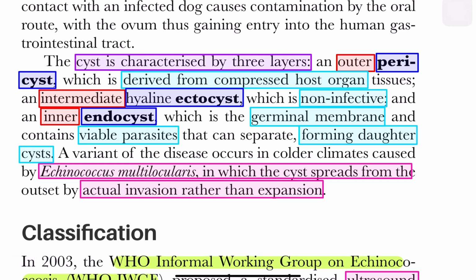Cysts consist of three layers: the outer pericyst, derived from the host organ. The intermediate is the hyaline ectocyst, which is non-infective, and the innermost is the endocyst, which is the germinal membrane and contains the viable parasite, and this forms the daughter cyst. Echinococcus multilocularis is one in which the cyst spreads outward by active invasion rather than expansion. So invasion is present in multilocularis.